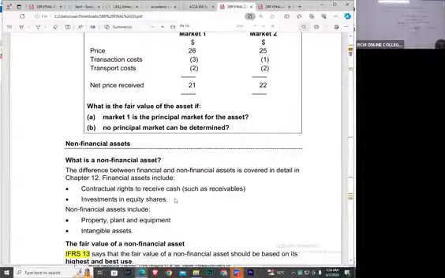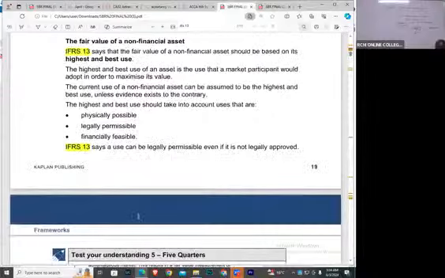Non-financial assets include property, plant, and equipment, and intangible assets. The fair value of a non-financial asset: IFRS 13 says that the fair value of a non-financial asset should be based on its highest and best use. The highest and best use of an asset is a use that a market participant would adopt in order to maximize its value. The current use of a non-financial asset can be assumed to be the highest and best use, unless evidence exists to the contrary.